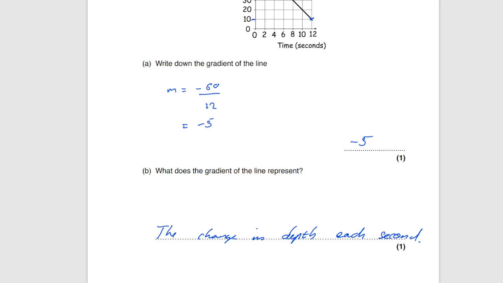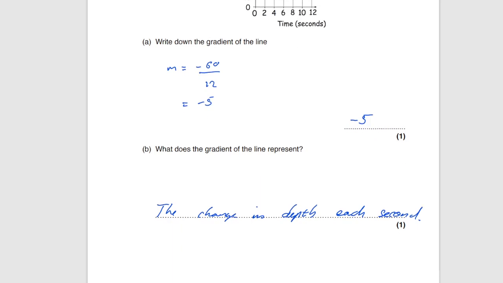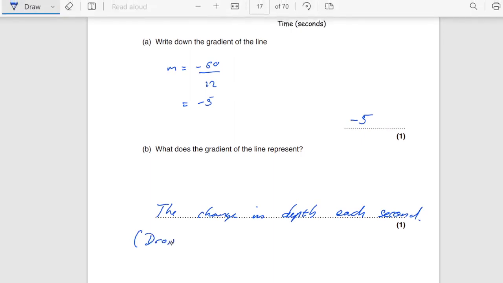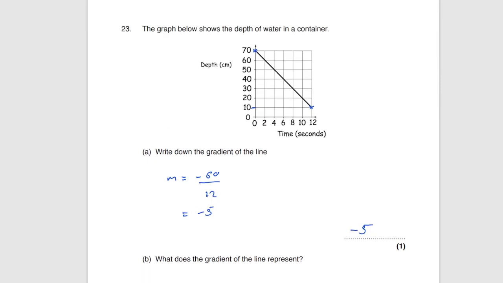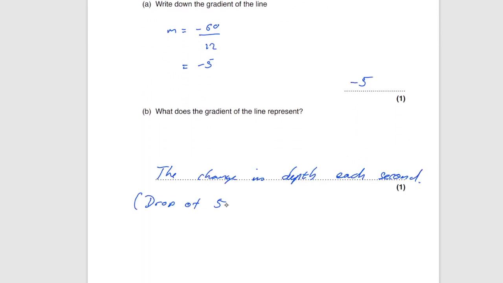If we go into a bit more detail, what does the gradient represent? It represents, we could go further, a drop of 5, what was our unit here? Centimetres each second.